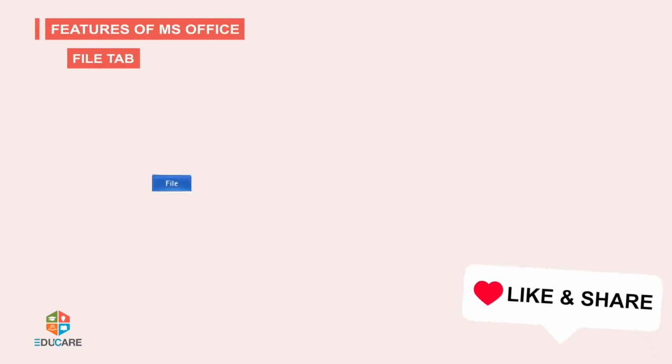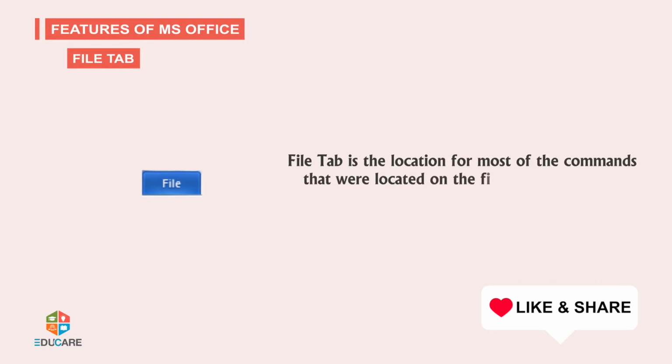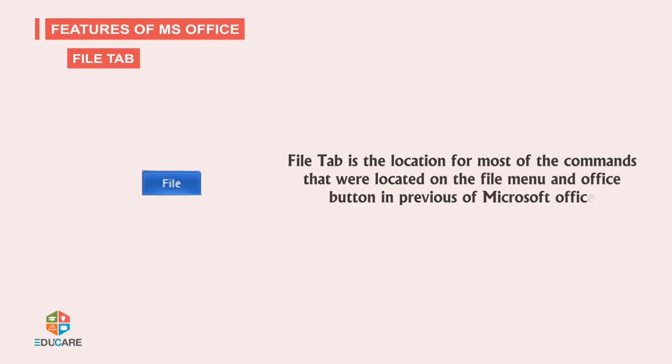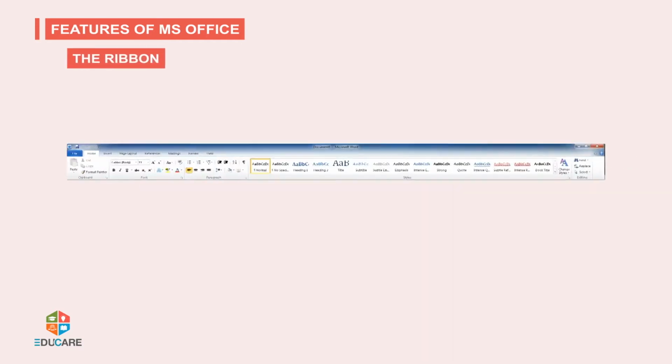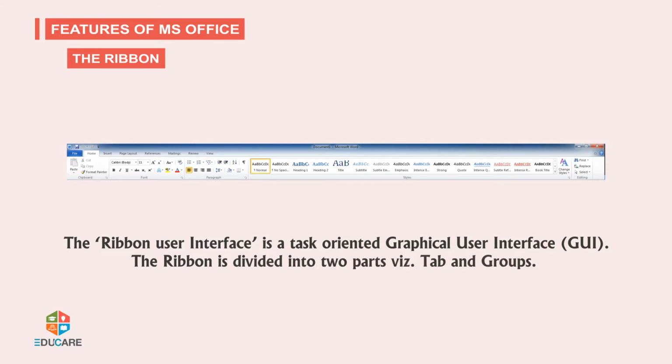Features of MS Office. File tab. File tab is the location for most of the commands that were located on the File menu and Office button in previous versions of Microsoft Office. The ribbon. The ribbon user interface is a task-oriented graphical user interface, GUI. The ribbon is divided into two parts, viz, tabs and groups.